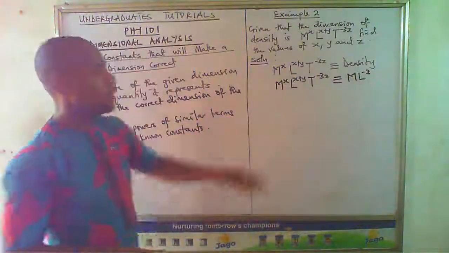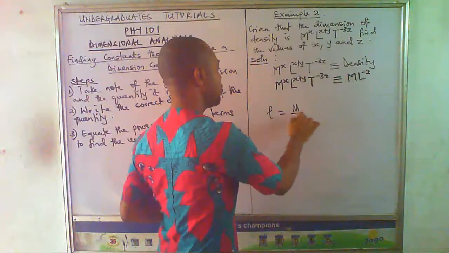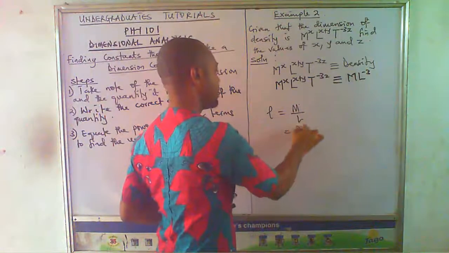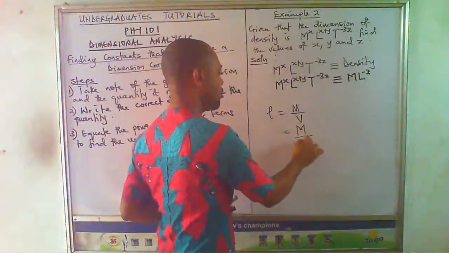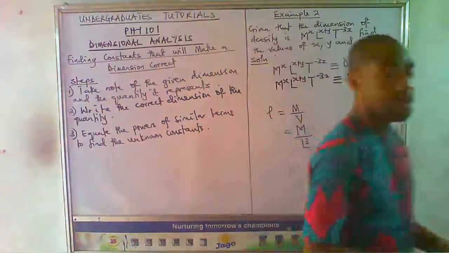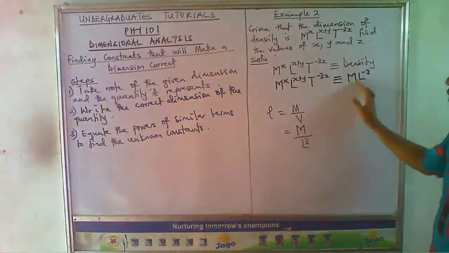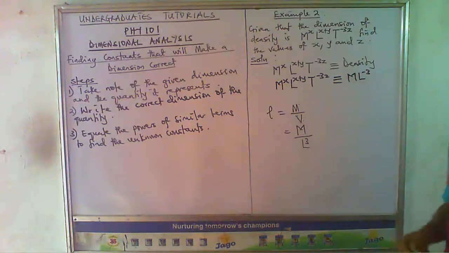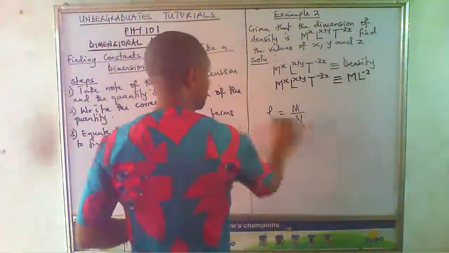Density rho is mass over volume. The dimension of mass is still M. The dimension of volume is length cube. So by the time you simplify this to this form, you're going to have this as the dimension of density.